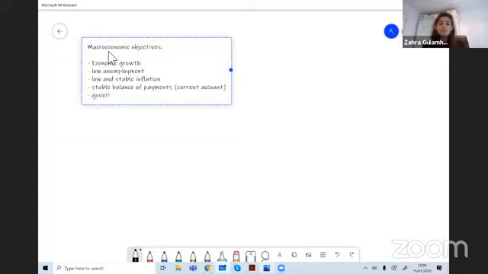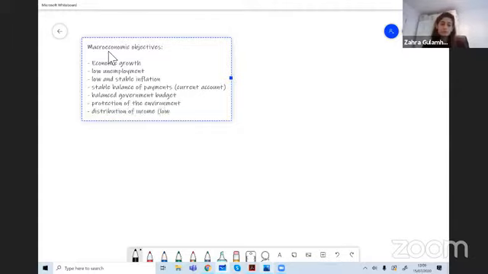government's balance, the government budget. We also have protection of the environment. And the last one, we have distribution of income, in other words, low inequality.